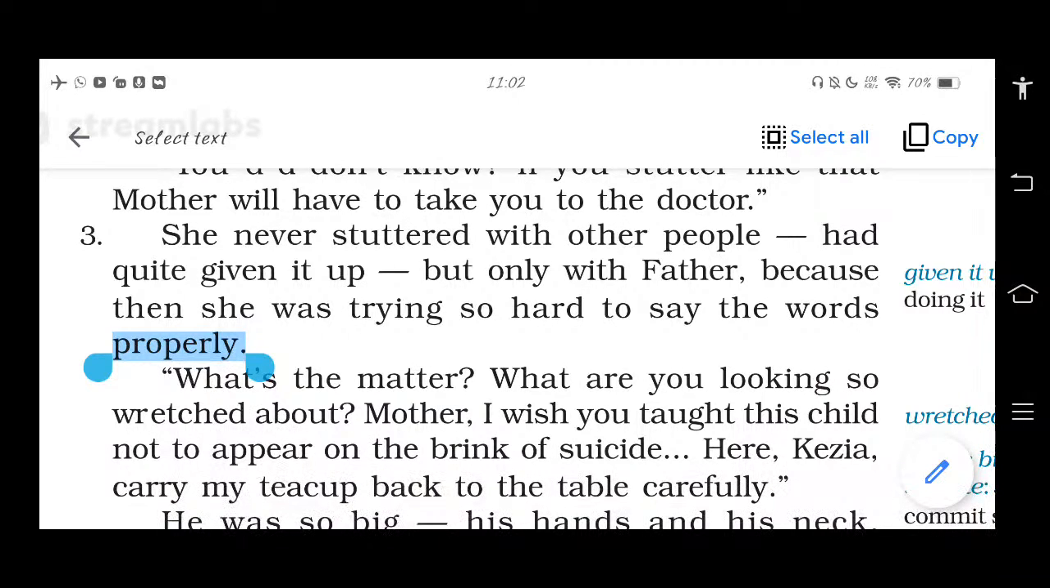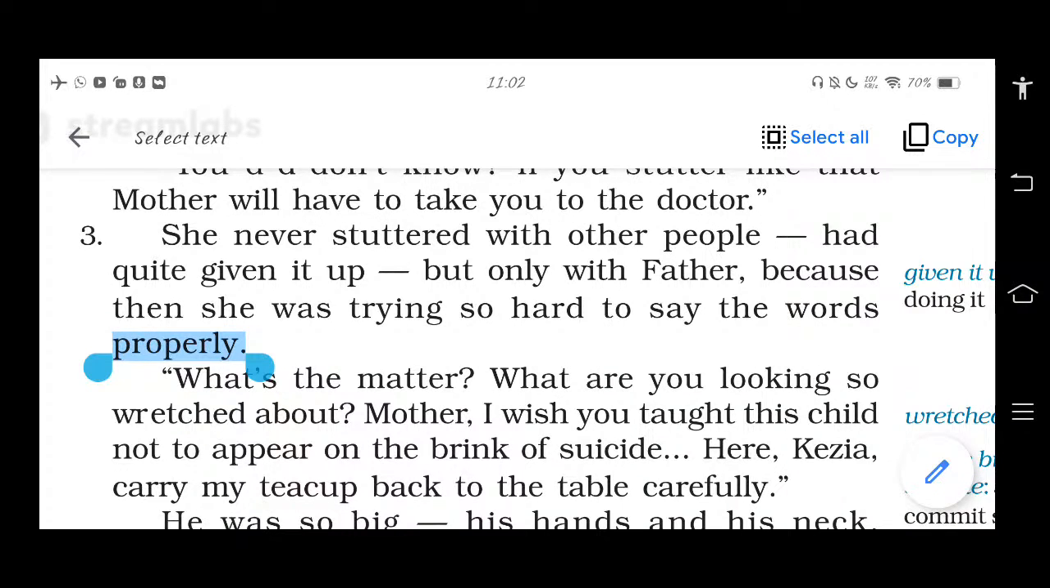Right. So I asked one more question. Why did the girl stammer when she speaks with her father? Here we can answer: because of fear. Isn't it? Because of fear we can say like that.